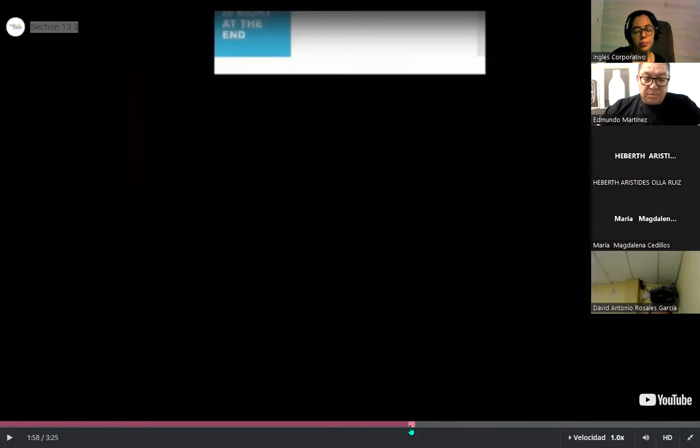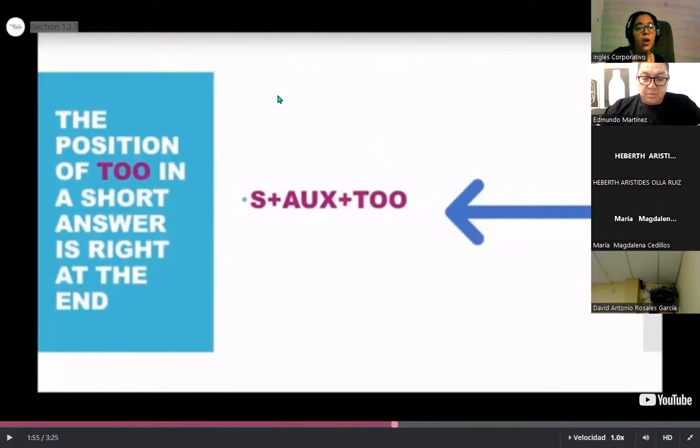En esta, ¿qué nos dice que tenemos que hacer? Primero, ¿qué va a ir in this one? Because nor and so are different. For example, the first one is subject plus auxiliary plus too. Simple. Now I understand that first I have to use subject plus auxiliary plus too. And it's correct. Because you are applying the auxiliary and too. So the position of too in a short answer is right at the end. O sea, ¿dónde va a ser too? At the end.